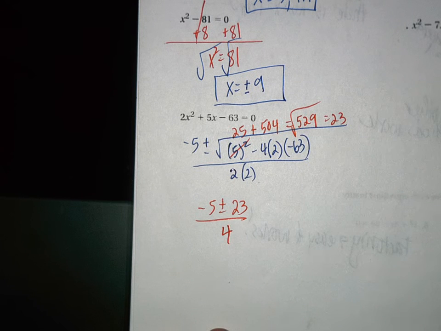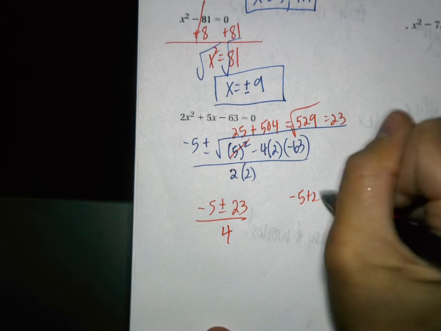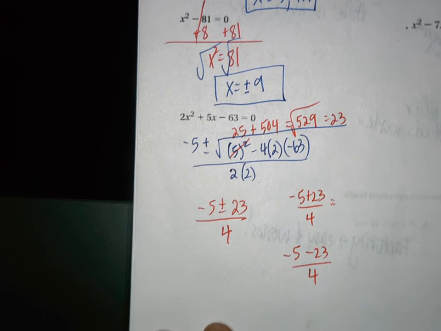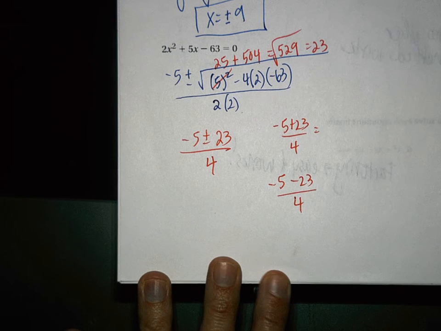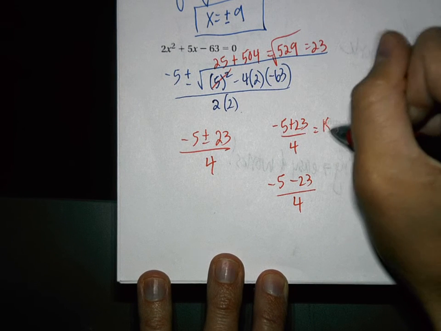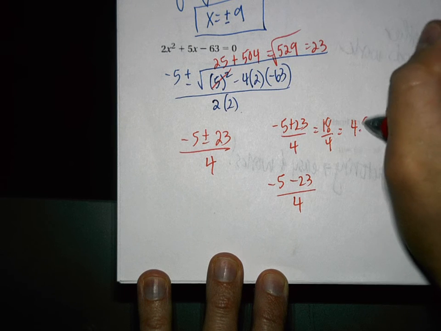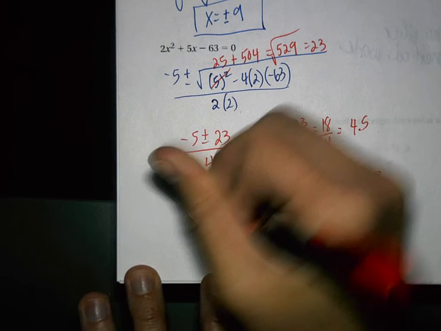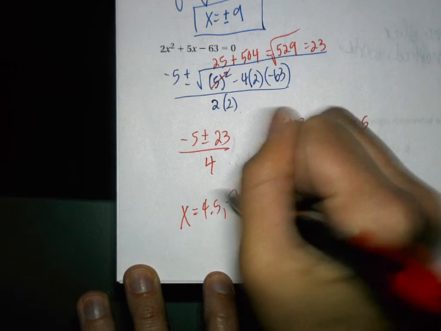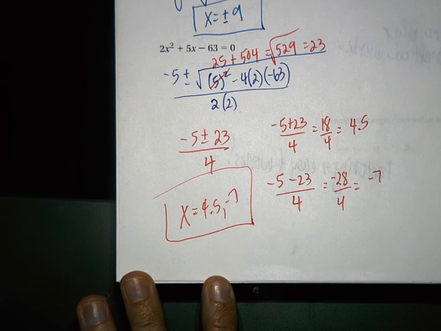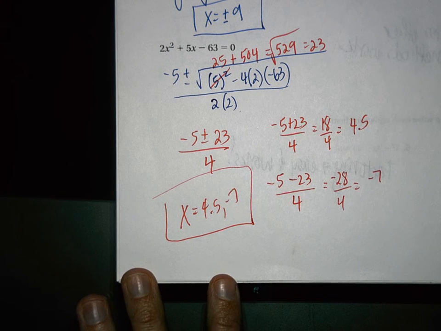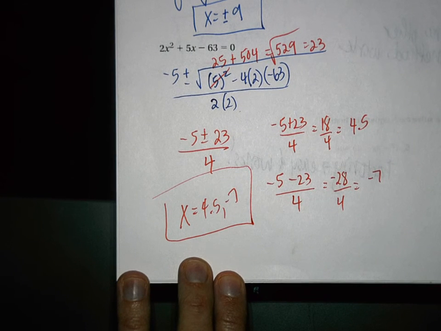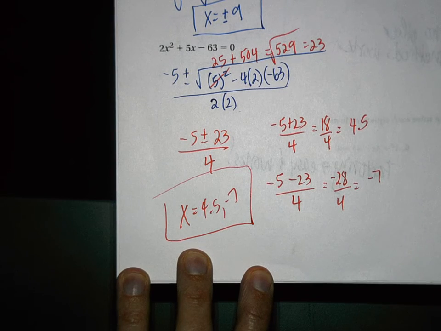So how many answers am I going to get? 2. Negative 5 plus 23 divided by 4, and negative 5 minus 23 divided by 4. Okay, that makes how much? 18 over 4, which is 4.5. This makes negative 28 divided by 4, which is negative 7. So x equals 4.5 and negative 7. How many solutions do I have? 2. What do these points actually mean? Very good. Where the graph intersects the x-axis on these, right?